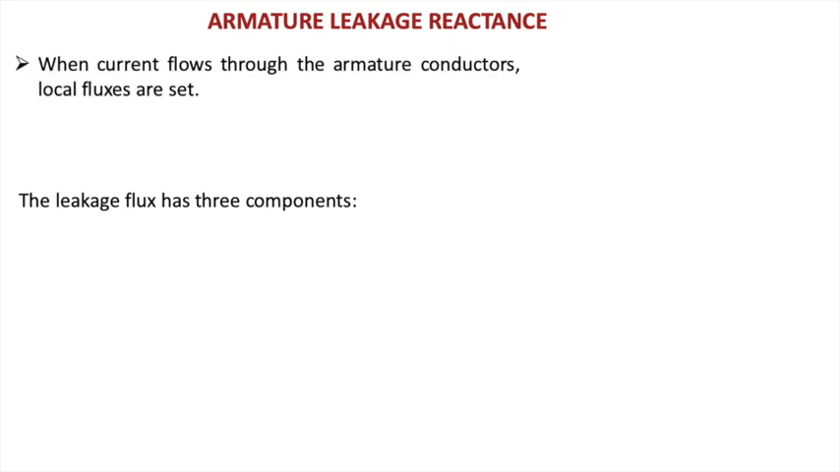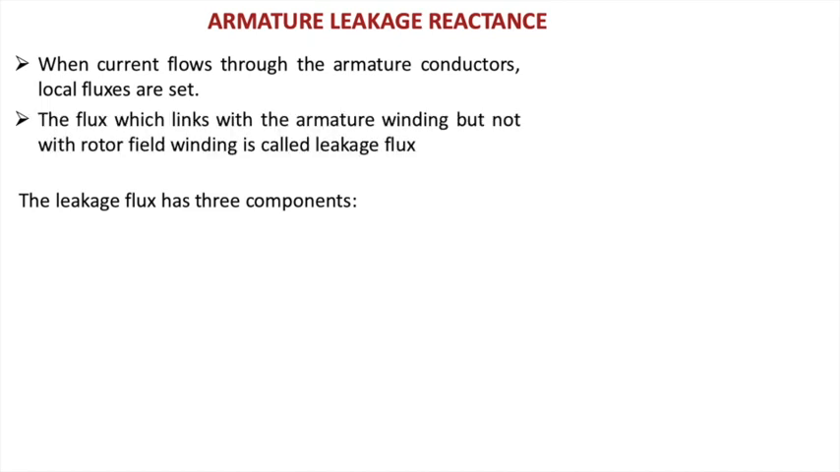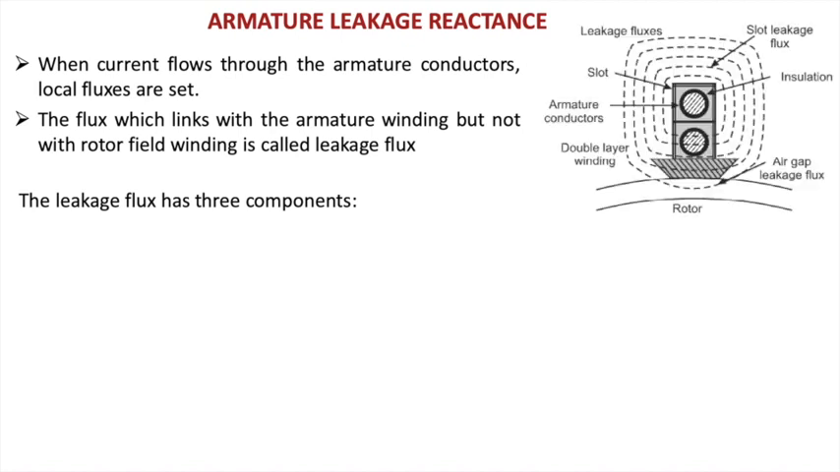Now we will consider the armature leakage reactance. When the current flows through the armature conductors, local fluxes are set up, and this flux will be linking the armature winding along with the field winding. So this is the figure where we can understand what the leakage flux is.